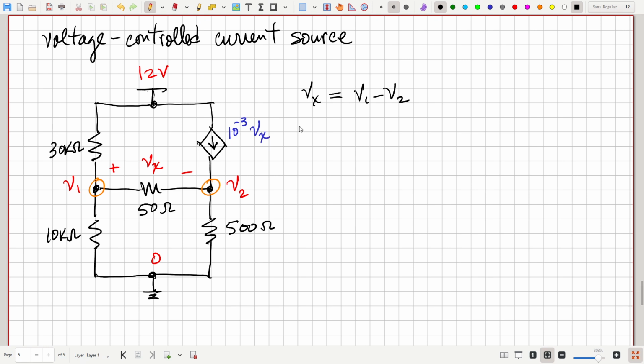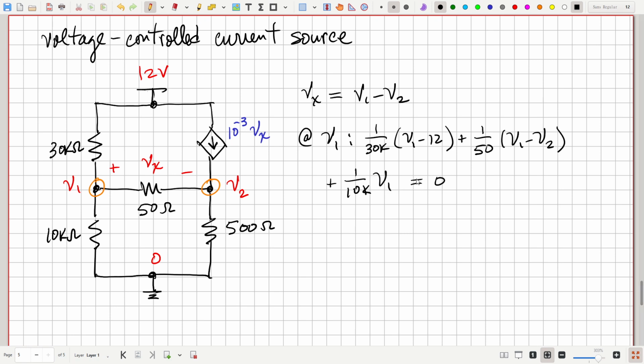And now let's write our node equations at V1. So this current going up, that's V1 minus 12 over 30K. So 1 over 30K times V1 minus 12. And then to the right, V1 minus V2 over 50. So plus 1 over 50 times V1 minus V2. And then going down here, V1 minus 0 over 10K. So plus 1 over 10K V1 equals 0.